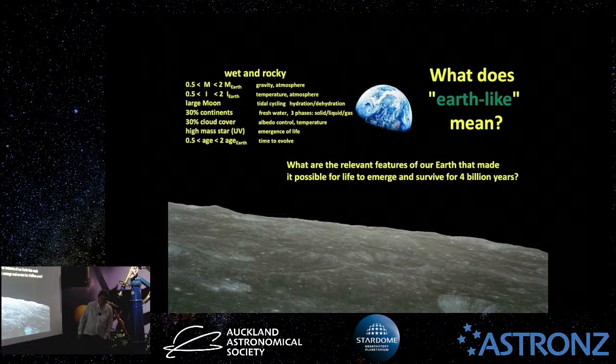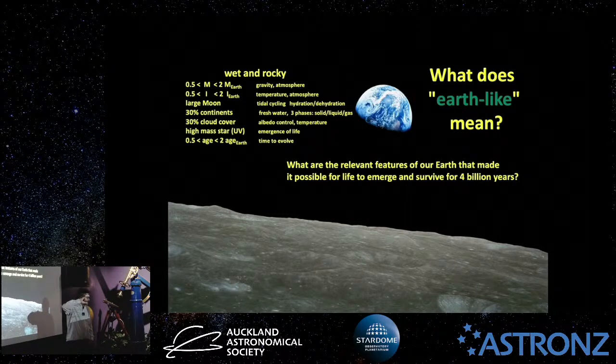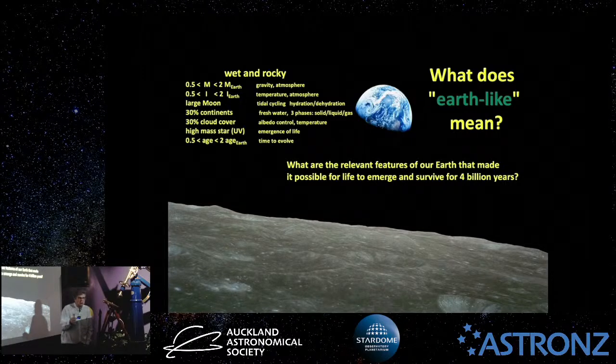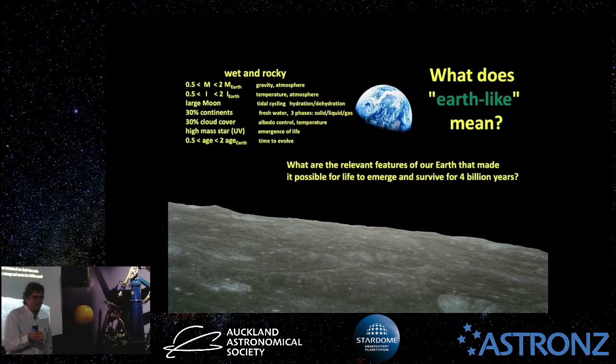An M-dwarf is about, we have a bunch of astronomers here, so I would say it's about half the mass of the sun down to about 8% of the mass of the sun. Does anybody want to, somebody should know that better than I do. Bill, do you know? That's about right.